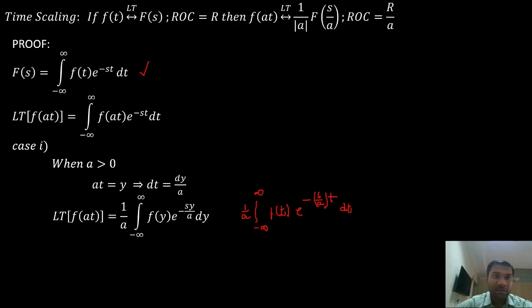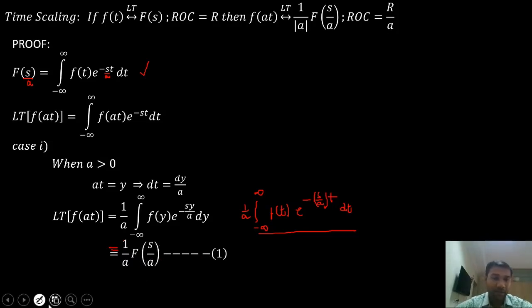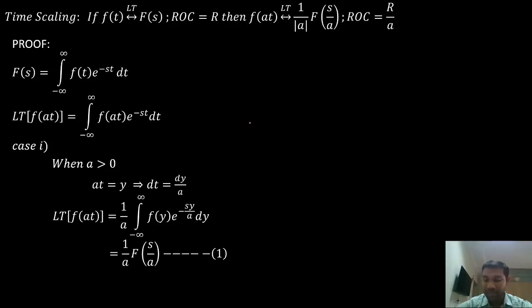In place of s, if I write s by a, what happens? So in place of s here I have s by a, right? Is this the same as this integral? Yes, it is the same. So in place of this entire integral, what can I write? I can write F of s by a. So here I have 1 by a F of s by a, right? So that is the first case.